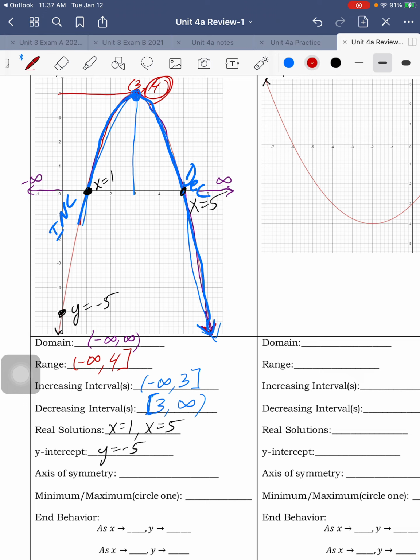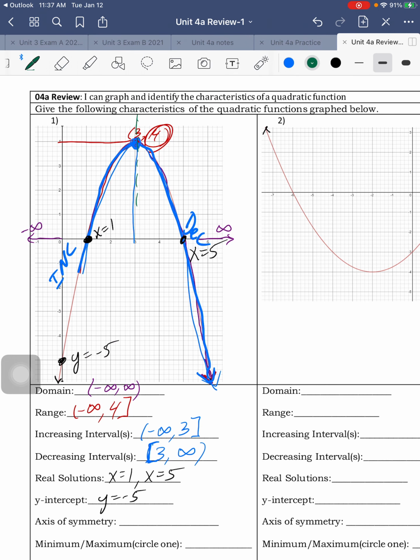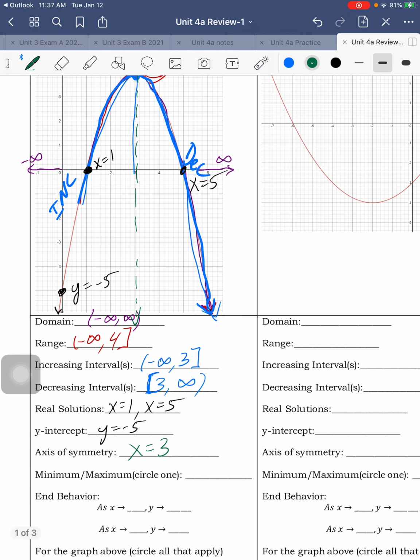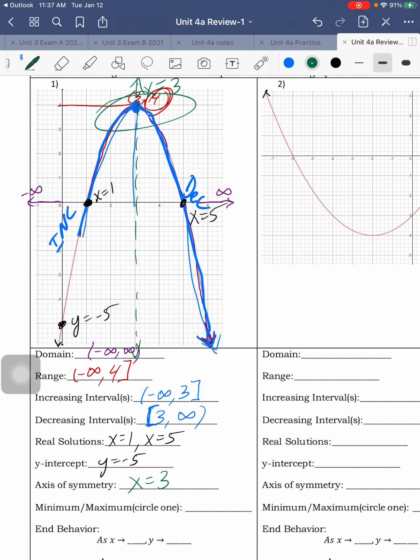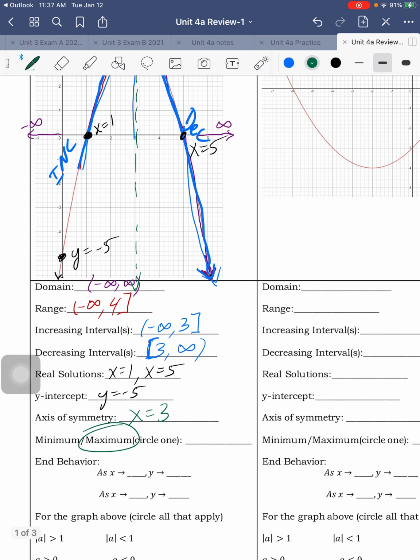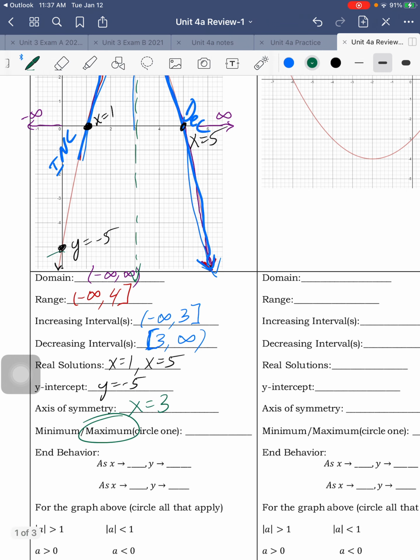Axis of symmetry: this is where I can split the graph down the middle, and the left and right sides are exactly the same. They're mirror images of each other. And that's the x value of 3. Minimum, maximum: is this a minimum or maximum? That's a maximum point. It's the highest point of the graph. So maximum.